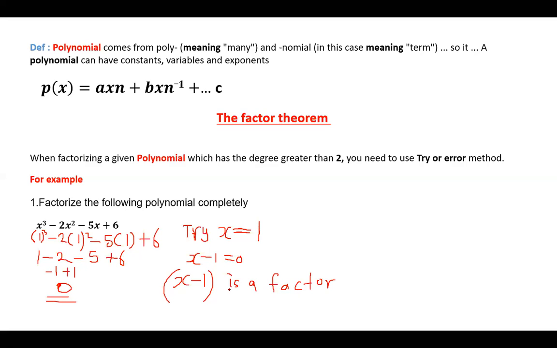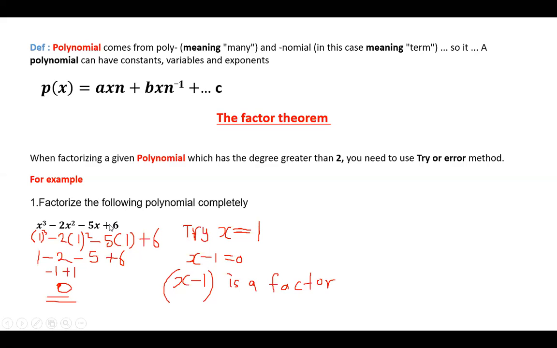So we have found one factor which can go into x cubed minus 2x squared minus 5x. Now it's our duty to find the other two factors. On this question, I'm going to use two methods.